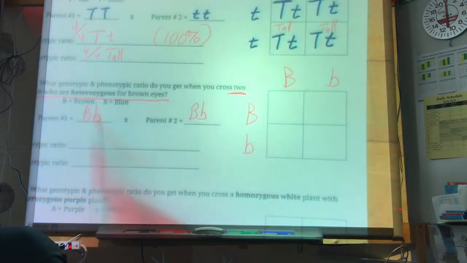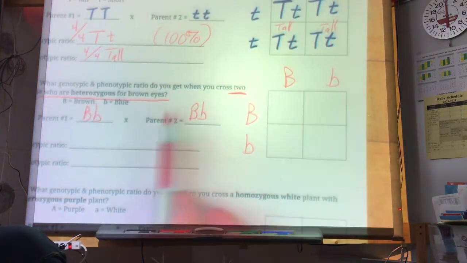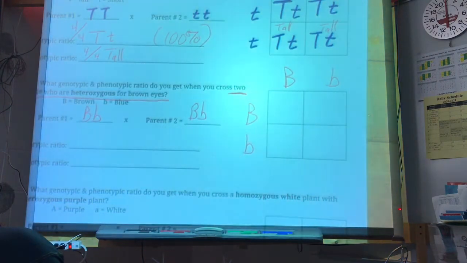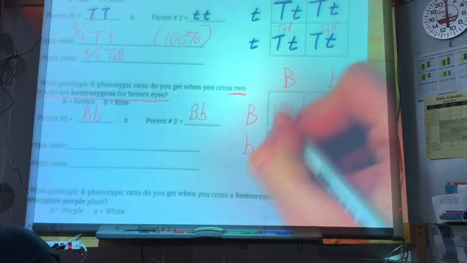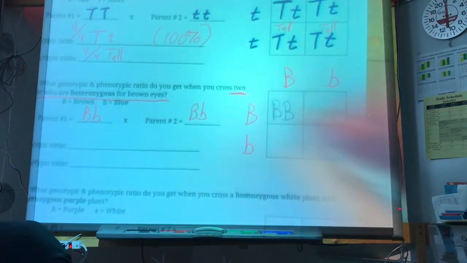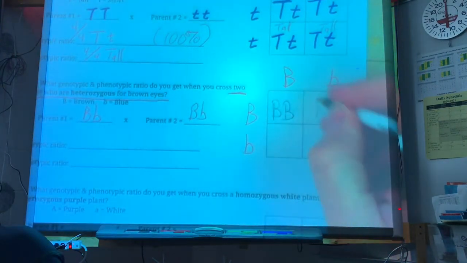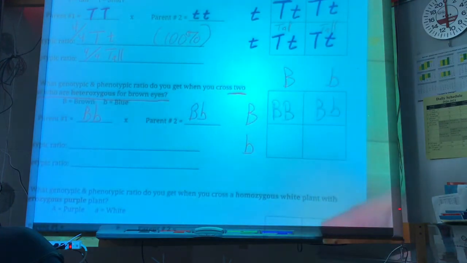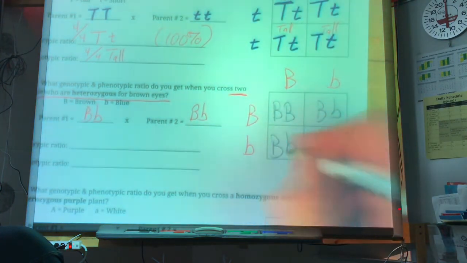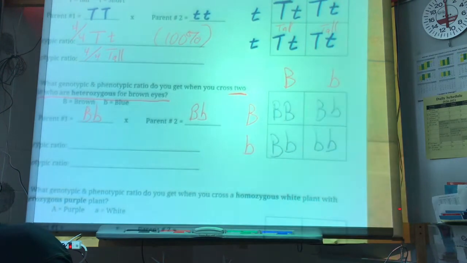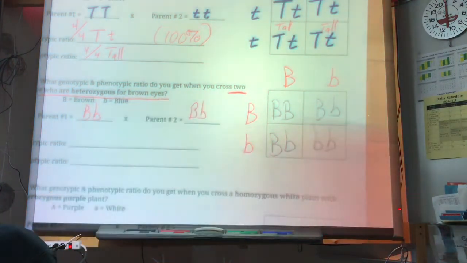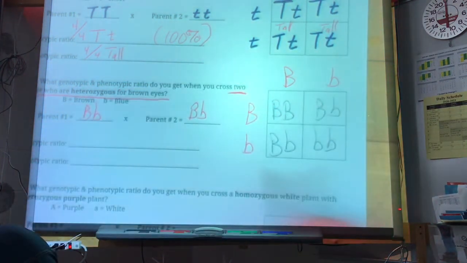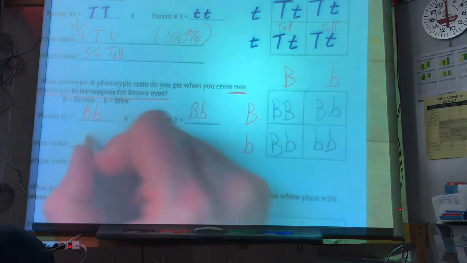Okay, so parent number 1, big B or little b, parent 2, big B or little b. And then we pull these down and across. Big B, big B. Big B, little b. Big B, little b. Little b, little b. Again, if there's a capital letter, we write that first. So we go through and we say, what are all the different letter combinations?